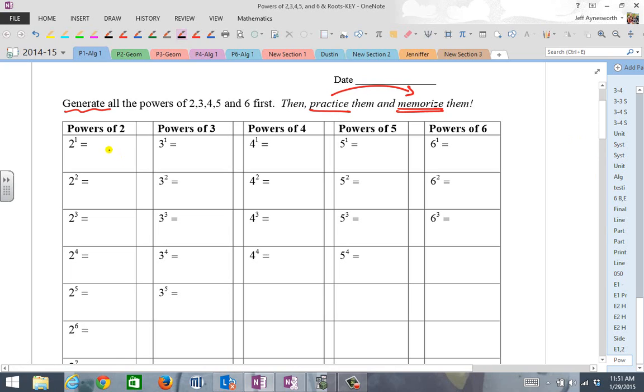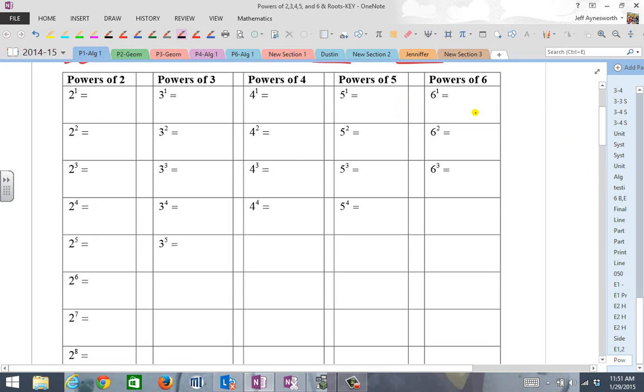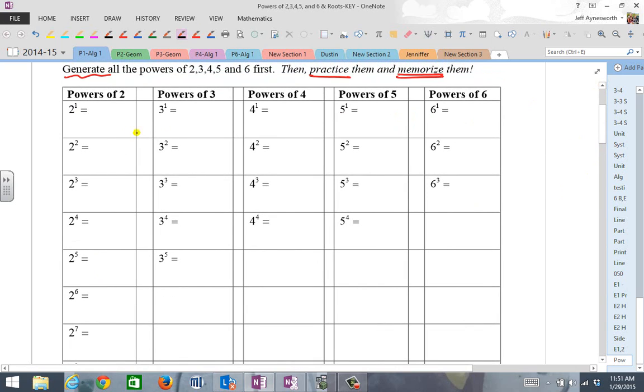Powers of 2 first, going in a vertical fashion from top down. 2 to the first power is 2. 2 to the second power is 2 times 2, which is equal to 4. 2 to the third power is 2 times 2 times 2, which is 4 times 2, or a total of 8. You can do this in your head, of course, and later on, when the numbers get big, we can use a calculator. But right now, you can probably do it in your head.